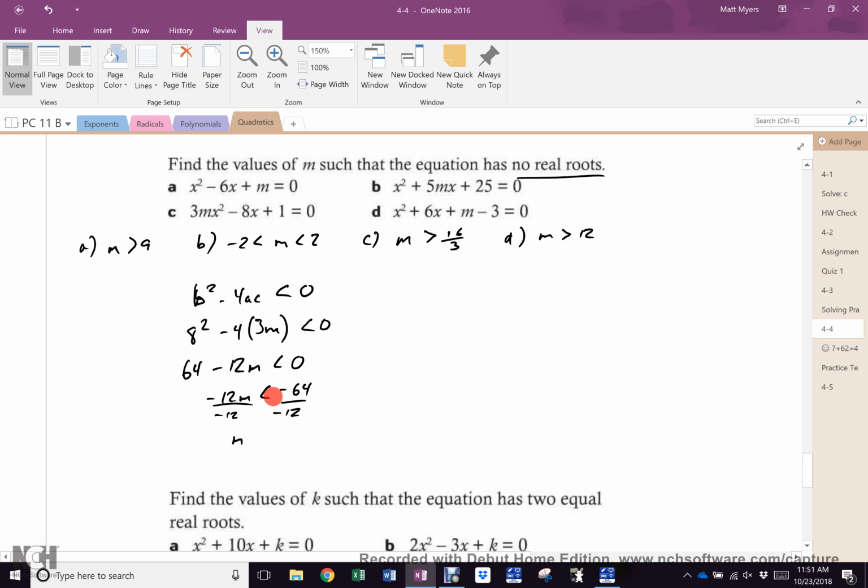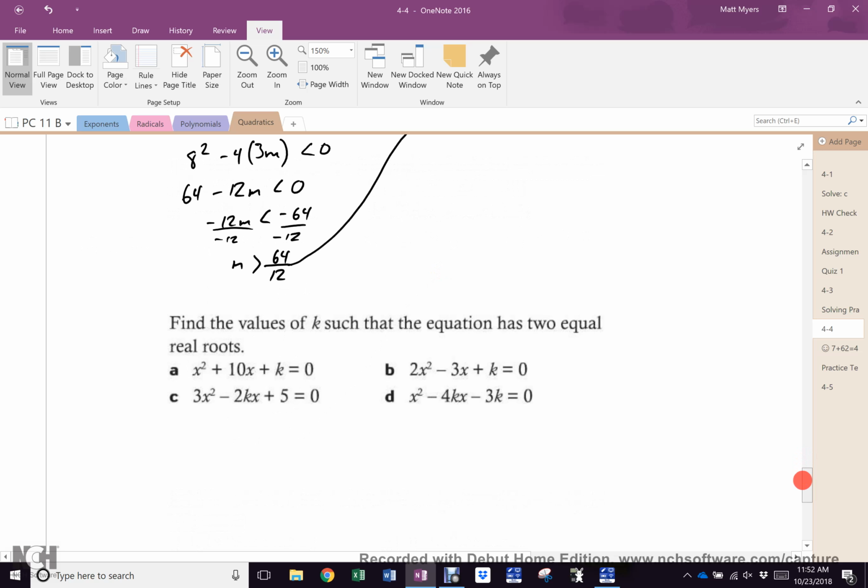Hey, what happens to the sign now? Why? Why does this sign flip? I'm doing this on purpose, of course. It does change. It flips. Why? I know you don't know because you're talking instead of listening to me. It flips because you've divided by a negative number. You said because you turned it positive. Oh, okay. 64 over 12, which of course simplifies to that. Good? Everybody else is good?